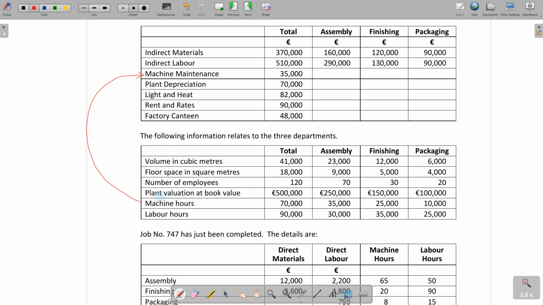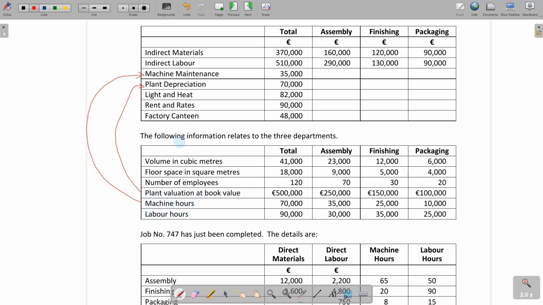Plant depreciation, however, we know that when we depreciate a plant or building, it's generally a straight line method, so a percentage of the book value. So the plant valuation is what we're going to use for plant depreciation, to get a rate. Light and heat. So we have the volume in cubic meters, floor space in square meters, number of employees, book value, machine hours, labor hours.